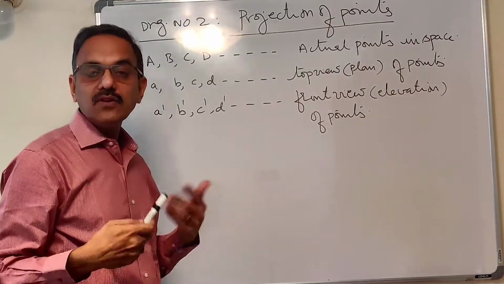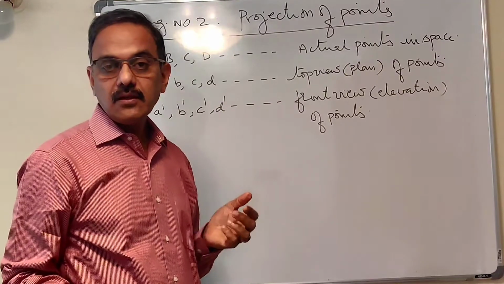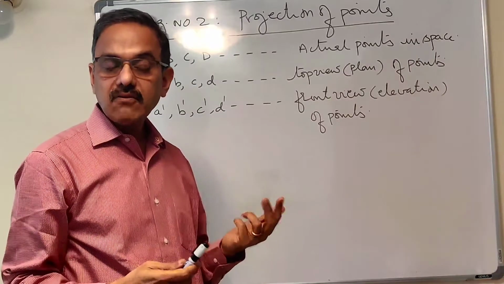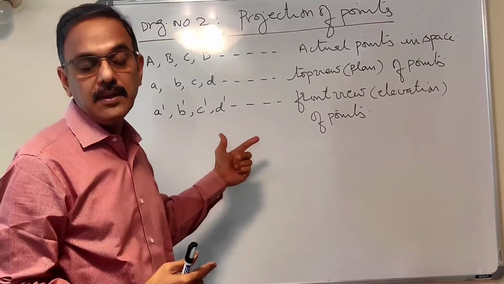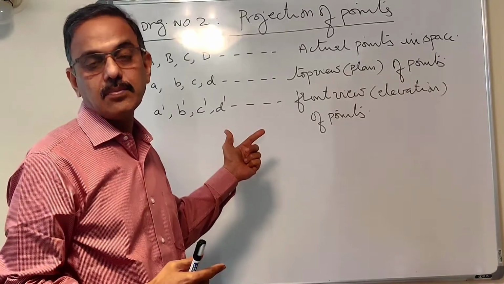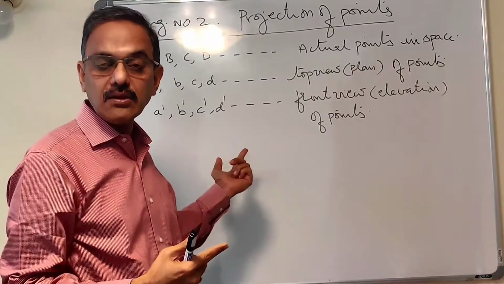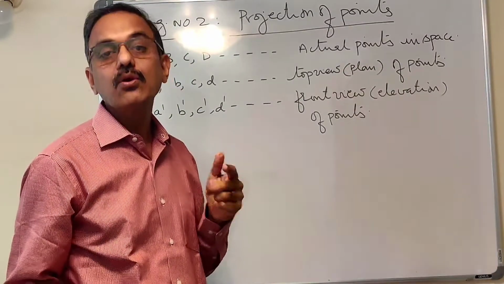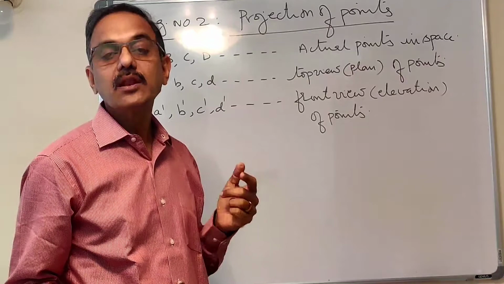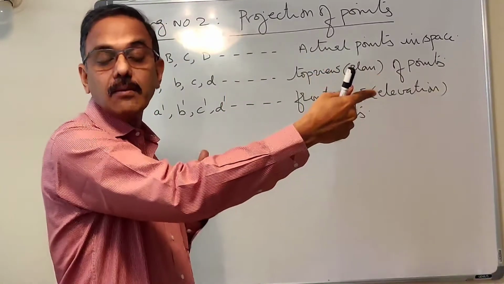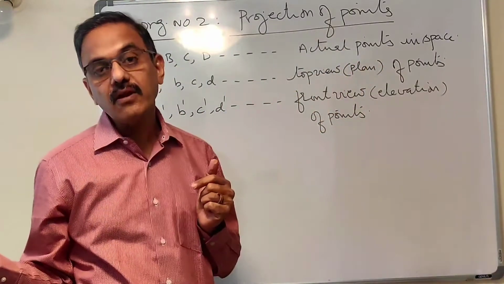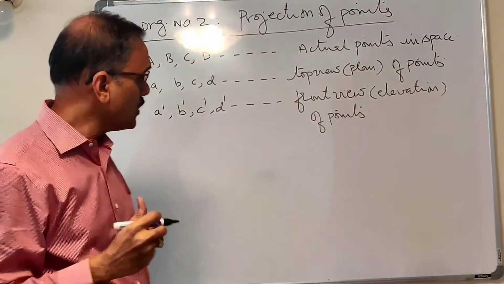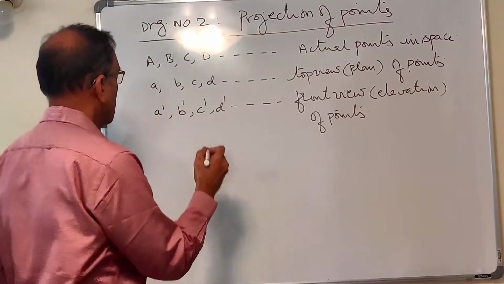So, the definition of these views: the front view of a point is defined as the projection of a point on VP. The projection of a point on VP is called its front view. Similarly, the projection of a point on HP is called its top view. Similarly, the projection of a point on the profile plane, right profile plane or left profile plane, is called the profile view. So let me write down the definitions here.